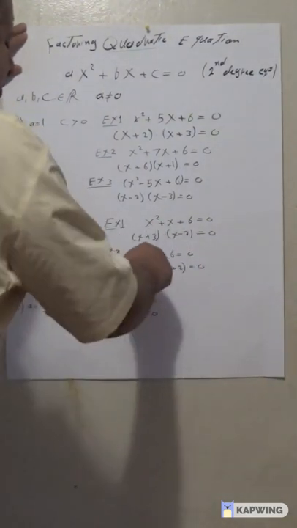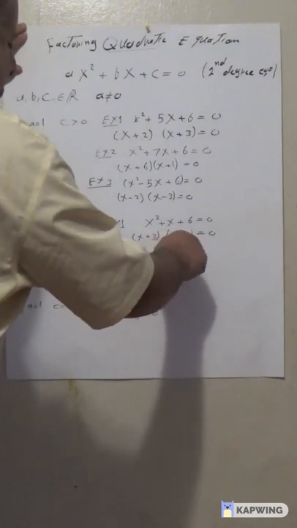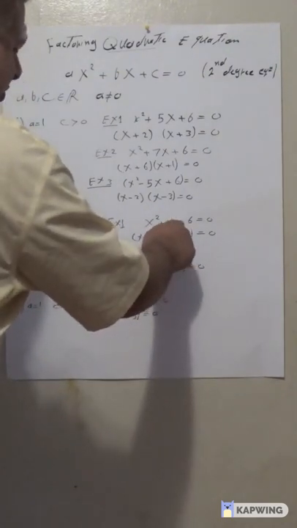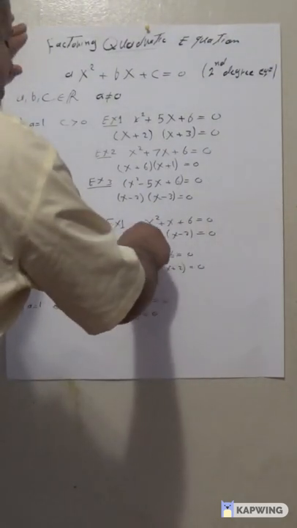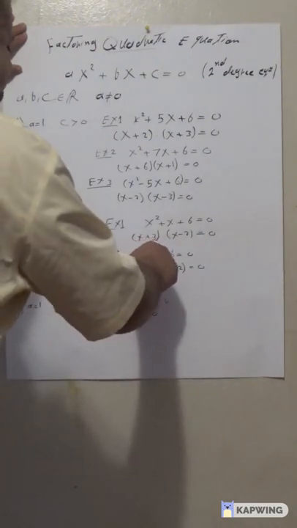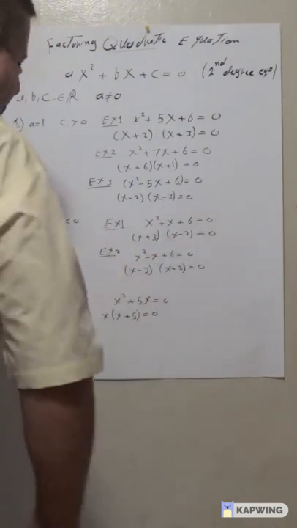If I want to check it, 3 times negative 2 is negative 6. Sorry again, x times x is x squared. If I check the cross terms, 3x and negative 2x, that would be positive x.